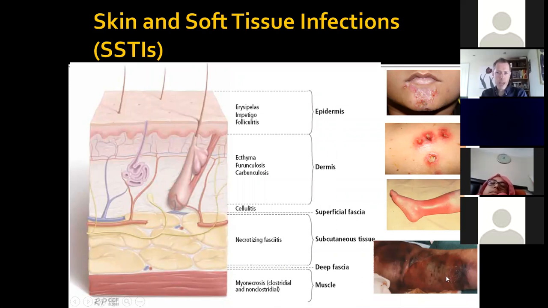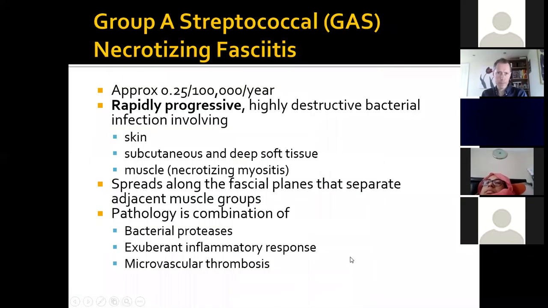And this is a picture here, if you can see my cursor, at the bottom of a very extensive and severe necrotizing fasciitis. So this case was actually a group A streptococcal necrotizing fasciitis. It's a rare condition. It affects approximately 0.25 per 100,000 per year, but it's really important one not to miss because it's a very rapidly progressive, highly destructive infection, and it involves, as listed here, the skin, the subcutaneous and deep soft tissue, and sometimes the muscle.